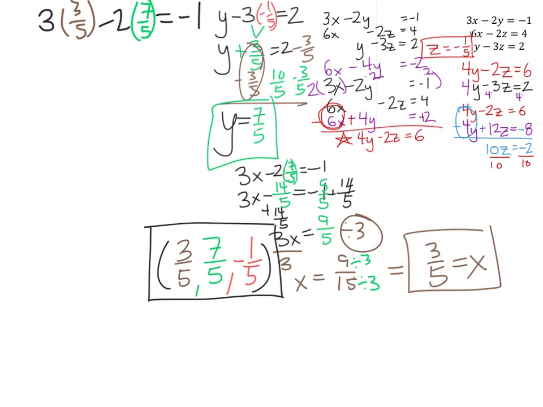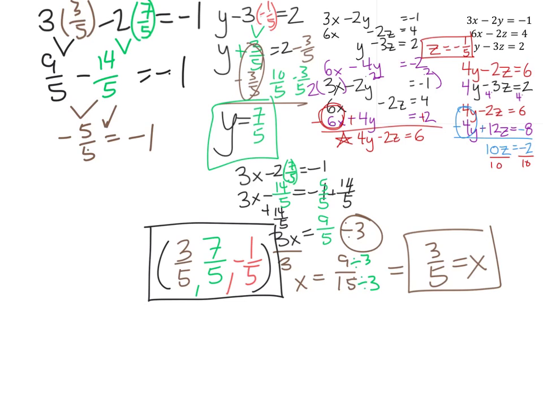Alright, so in this first equation we need a true statement. So 3 times 3/5 would be 9/5. And then multiplying these two, it'd still be minus. 2 times 7/5 would be 14/5. And this needs to equal -1. Well, since we have common denominators already, if we combine these, we would have a -5/5, which does equal -1. So this one checks off, our first one.